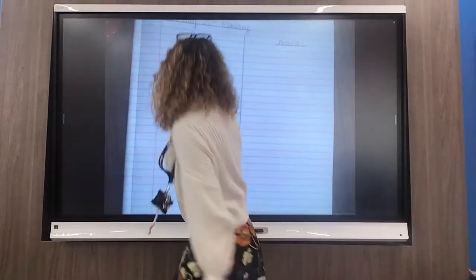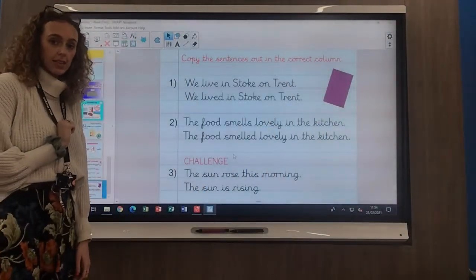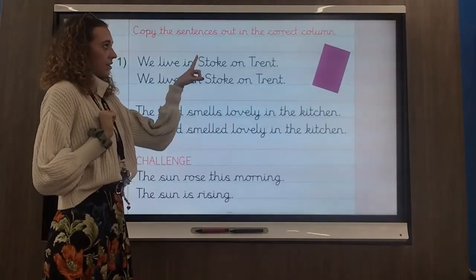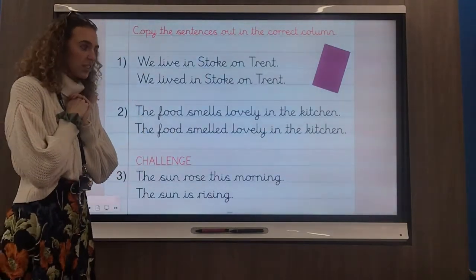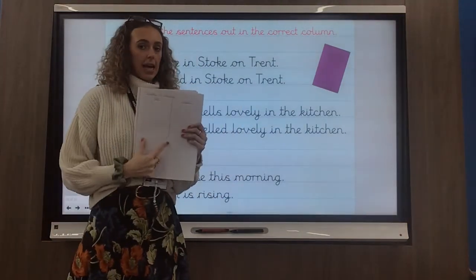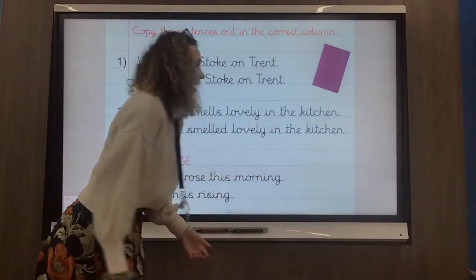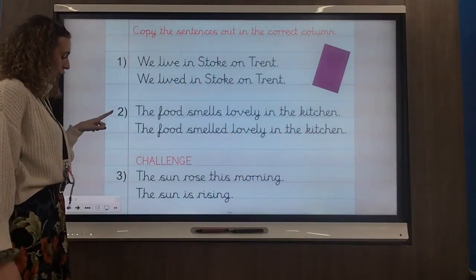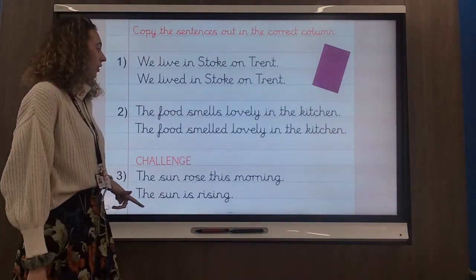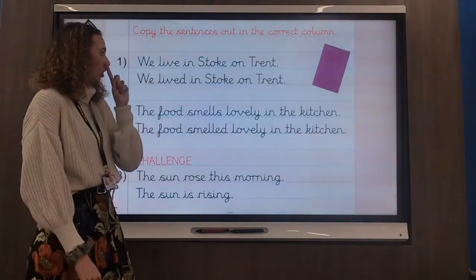And I'm going to show you some sentences. I have written some sentences here, and it says, copy the sentences out in the correct column. And my column means either this side of my page or that side of my page. They're my two columns. And we have number 1, 2, and number 3 is a challenge. I wonder who will do the challenge today. So number 1, we have 2 sentences because I can see 2 capital letters and 2 full stops.